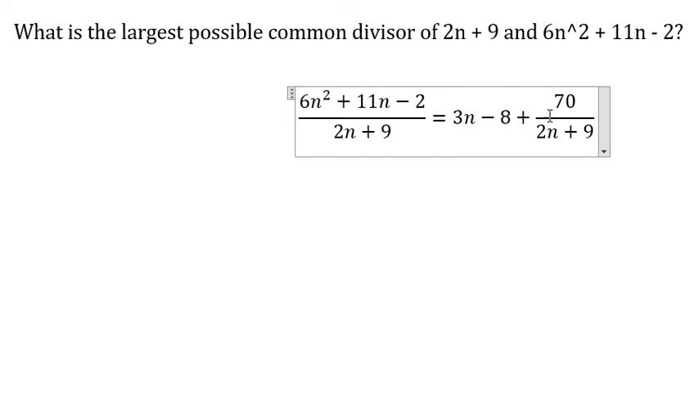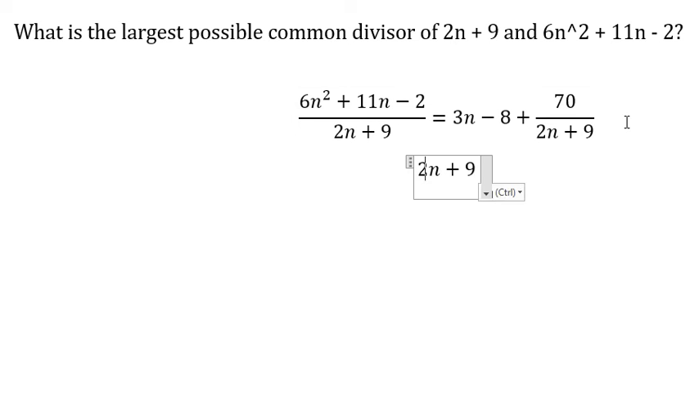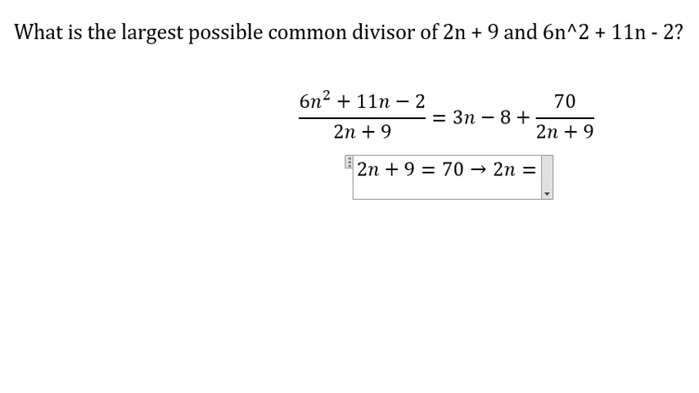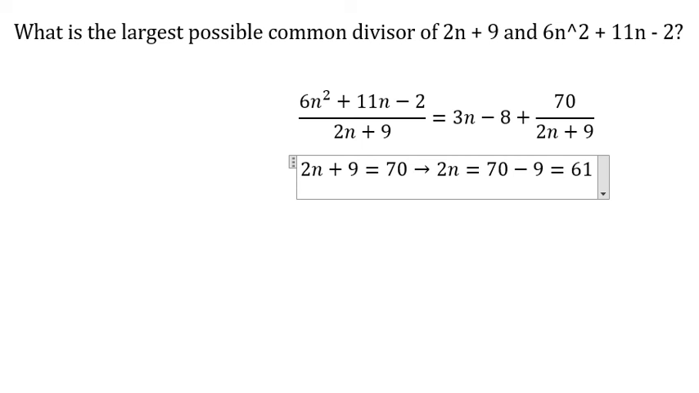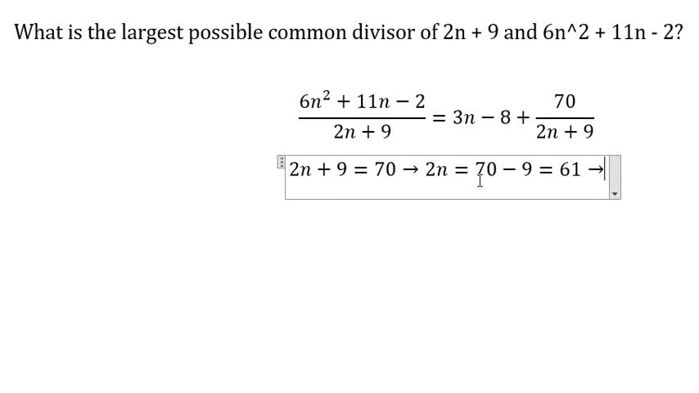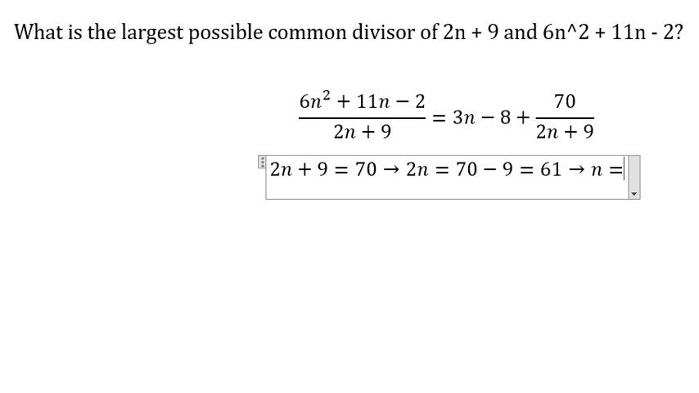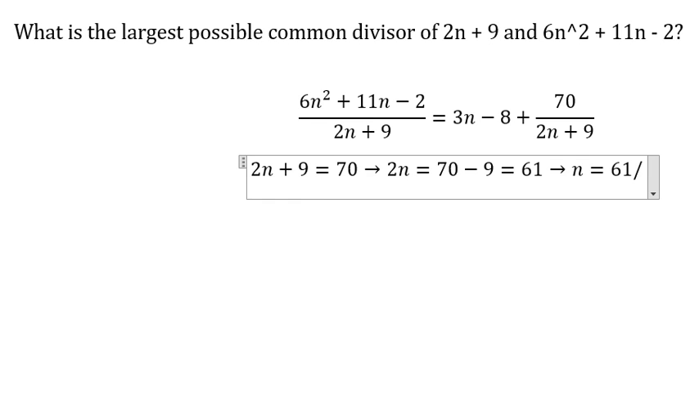So we just consider this one. We see that we have 70. So the highest in this situation, we put 70. Now we put the number 9 going here. And we have 70 minus the number 9 and we have 61. So in this situation, n equals 61 over 2.